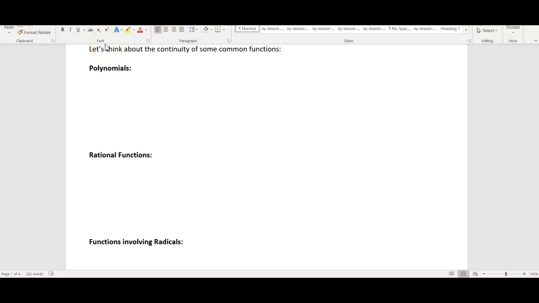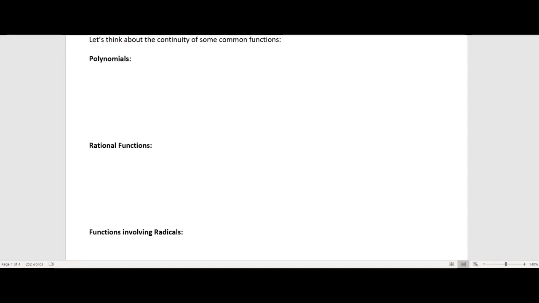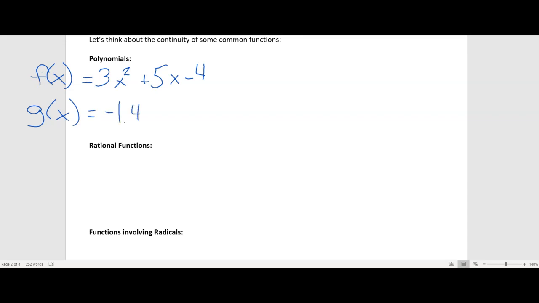So we're going to start off with polynomials, and I'm going to give you 2 examples of polynomials, and then we're going to talk about some of the characteristics of polynomials. So we'll go with f of x is equal to 3x squared plus 5x minus 4, and we'll go with g of x is equal to negative 1.4x to the power of 7 minus 2.